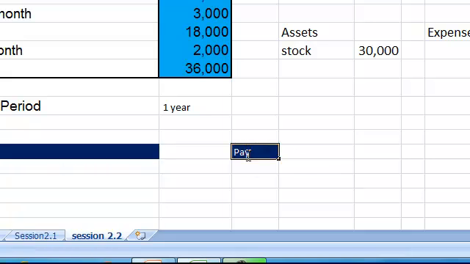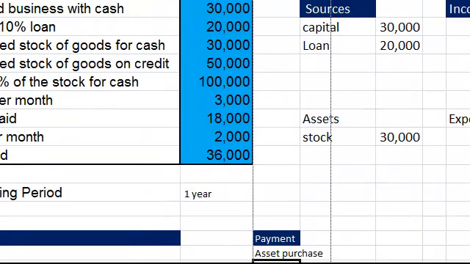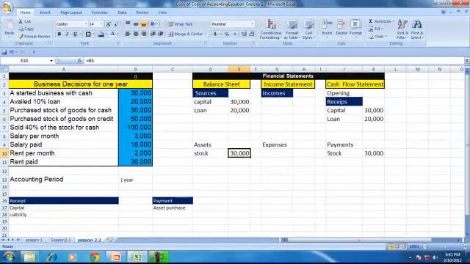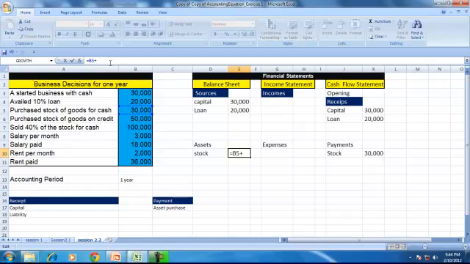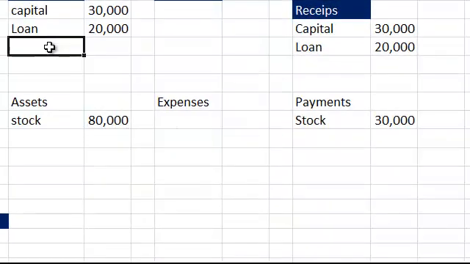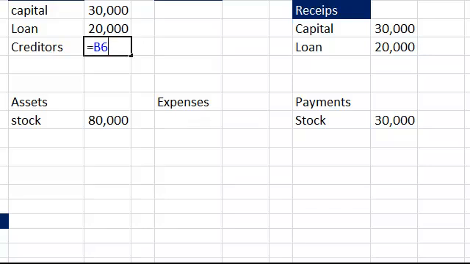Your payments are for acquisition of an asset. Okay, asset purchase. The payment is for asset purchase. Next, purchase stock on credit. You once again purchase the stock, and the stock purchased is 50,000. You have increased the stock, but you did not make the payment, but created a liability called creditor.